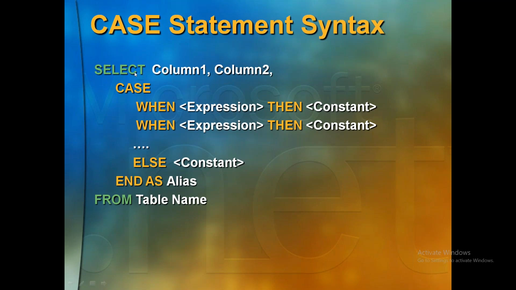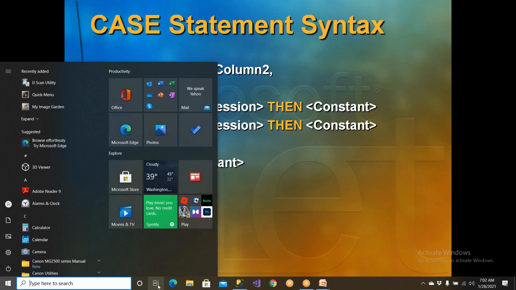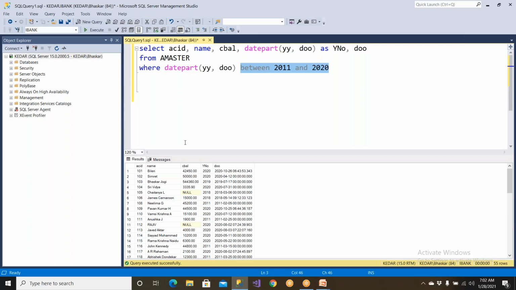So you can have select star or column one, column two, comma, case. This is how the case starts, and you need to end it. When something is true, then you do this. If something is true, you do this, else you do that, and then an alias. Clear? Let me give you one simple example.